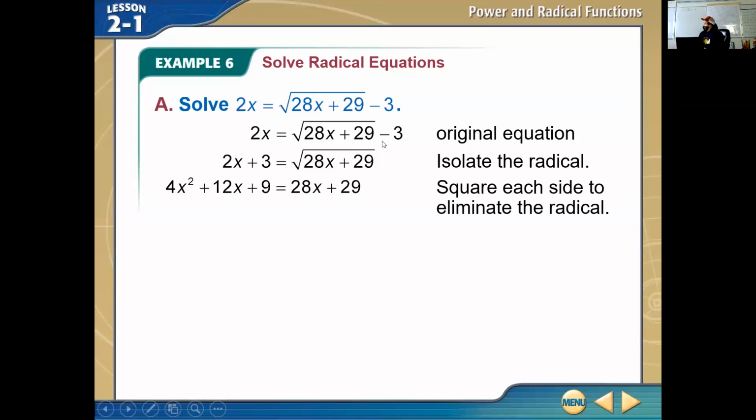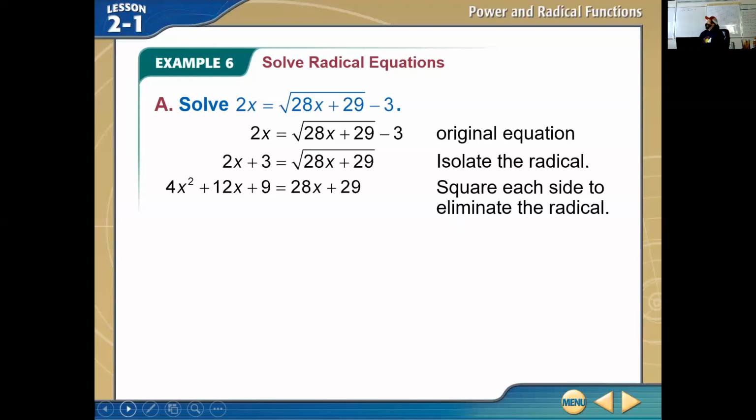So they square it. Once you take the square root of something squared, it's just left. That's why it's just 28x plus 29. On this side, they FOILed it out. 2x times 2x gives you 4x squared. 2x times 3 gives you 6x. 3 times 2x gives you another 6x. 3 times 3 is 9. They combine like terms to get 4x squared plus 12x plus 9 is equal to 28x plus 29.